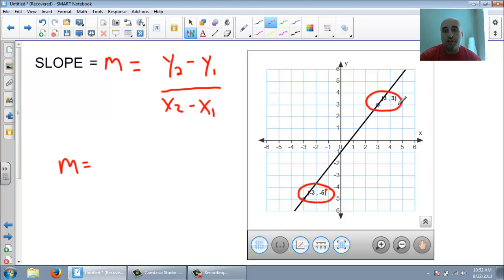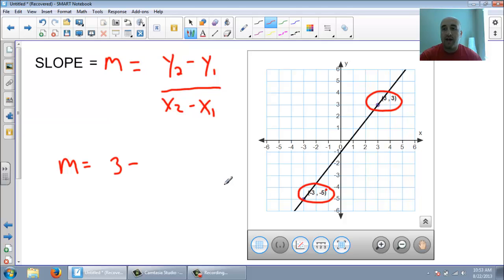So the top portion of this formula says that you subtract your y's. Now it does not matter which y you subtract first as long as you stay the same. So let's do the top point first. So we're going to do the y value is 3, and then it says to do minus, and then we're going to do our second y, which is -5. So 3 minus a -5 all over x2 minus x1.